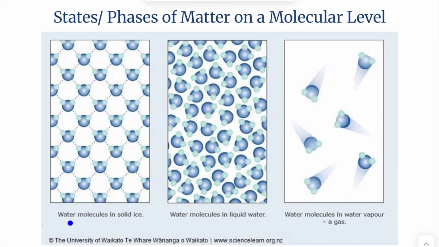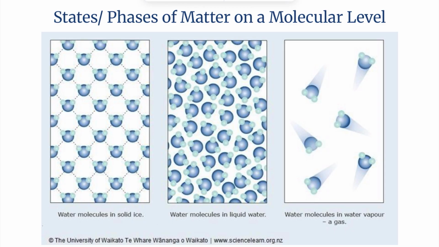And then as we look at this, we do need to consider our states and phases of matter on a molecular level. Water molecules in solid ice have bonds that form that solid ice structure. Water molecules in liquid water are able to move around more and adapt to the container that they're in. They're not going to have a fixed shape. And water molecules in water vapor or gas have more energy and do not have a fixed shape or volume.